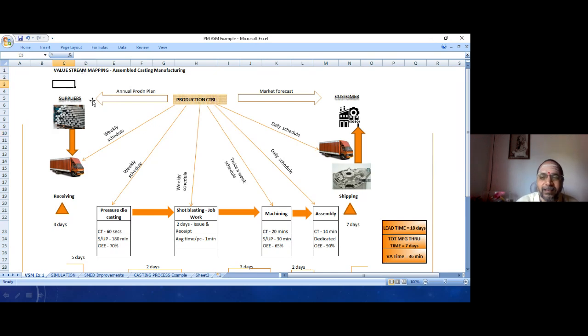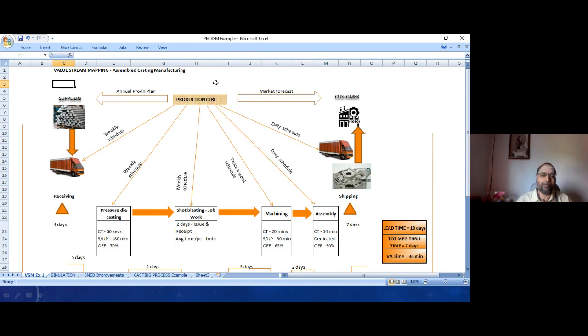Ma'am, is the Excel visible, ma'am? Sumitra ma'am, is the Excel visible? Yes, sir. You are completely visible. Okay. So, hope the Excel sheet is visible.